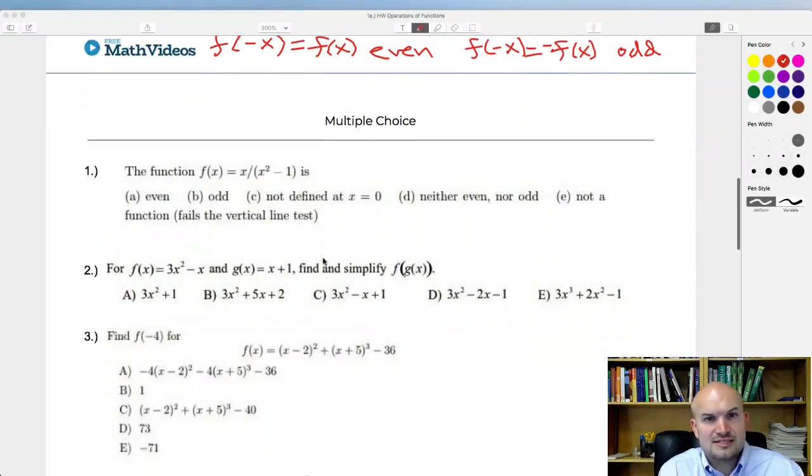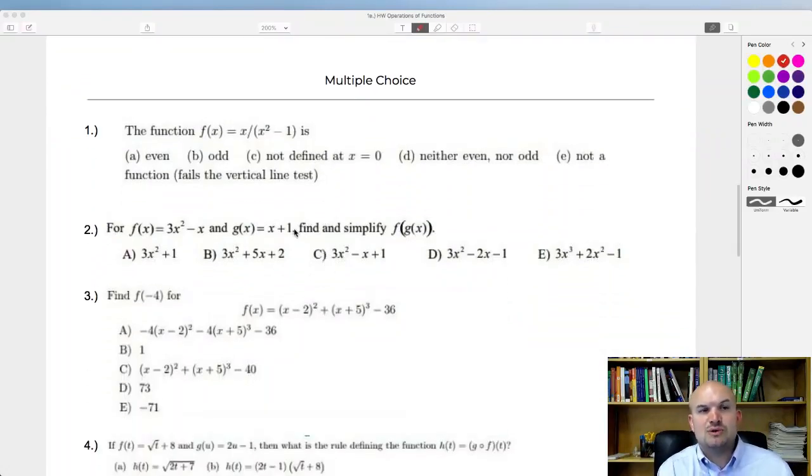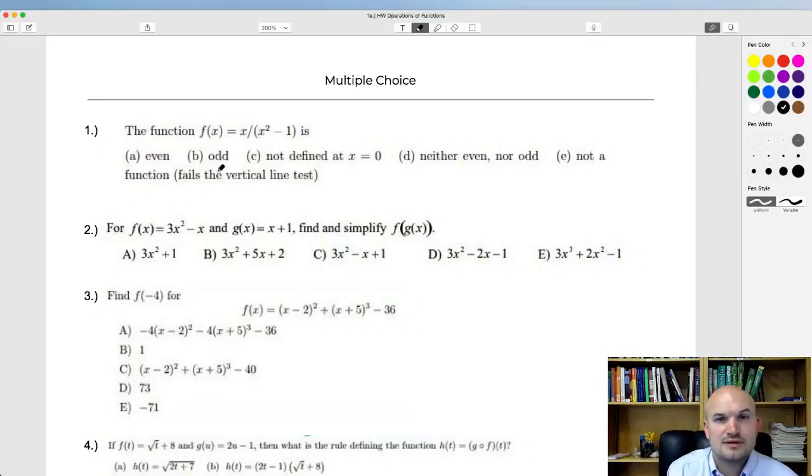All right, so let's go and get into multiple choice. So just a couple multiple choice questions that we want to discuss here, what to work with them and how to do them. So again, this is asking, is the function odd or even, or failing. Well, let's see if even or odd kind of works here.